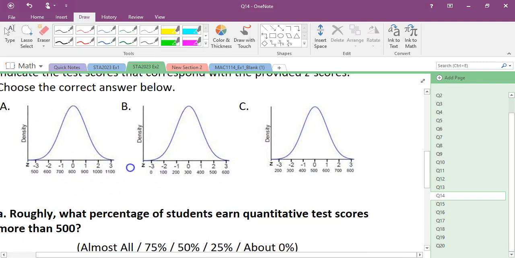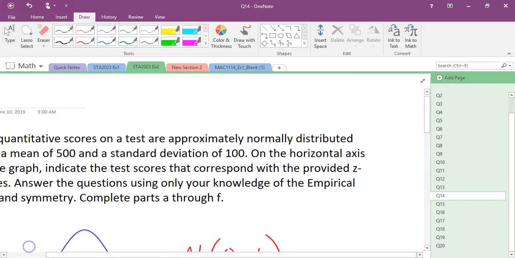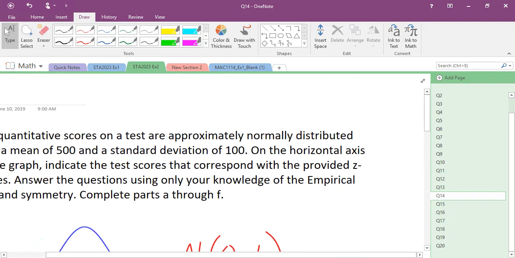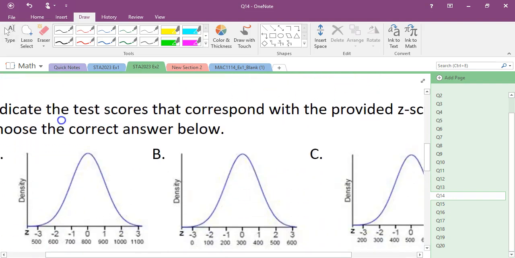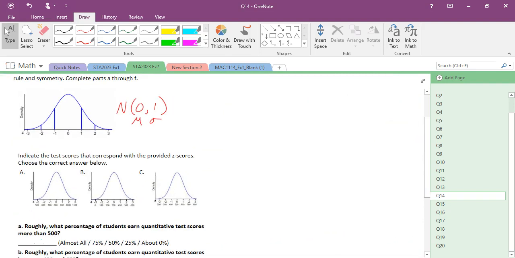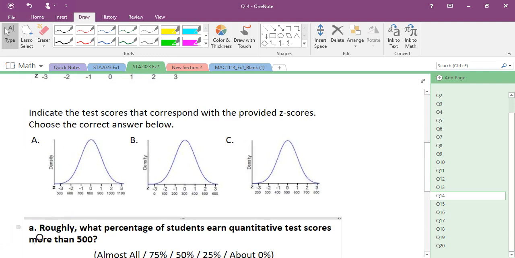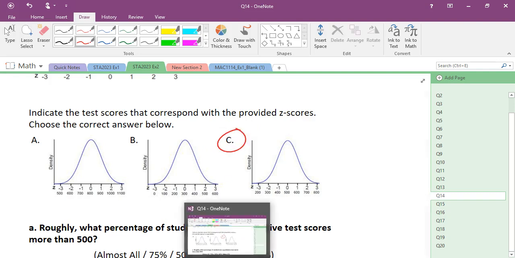So there's only 3 graphs. Who do you remember goes in the middle? 500, because that's our mean. So there's only one graph down here that actually fits that description. Which one is it? A, B, or C? C. So this is our graph, and you can see that it represents the standard deviation of 100 each direction as you start moving as well.